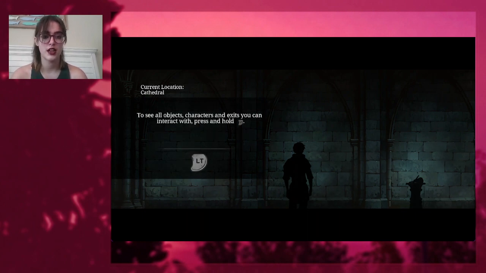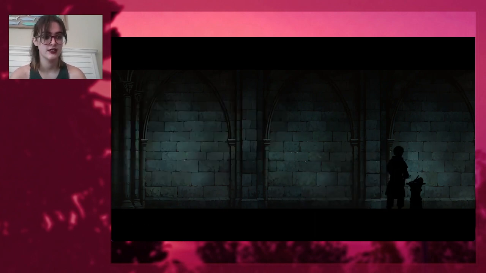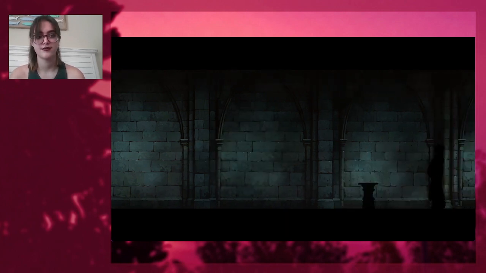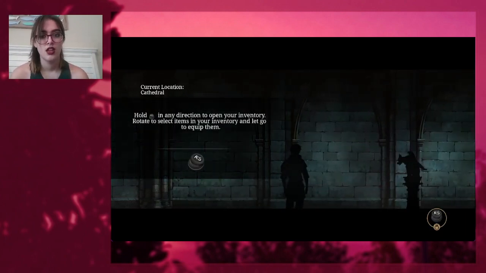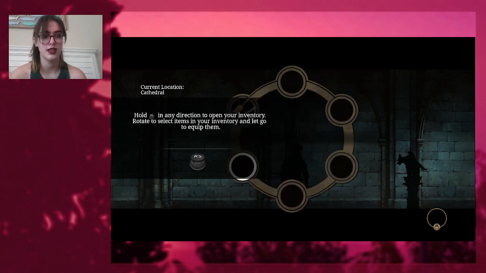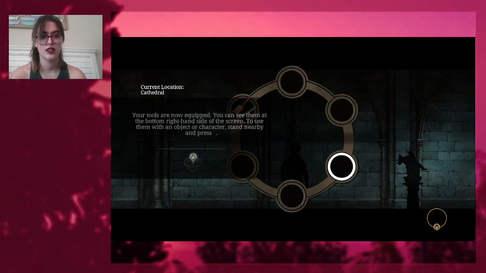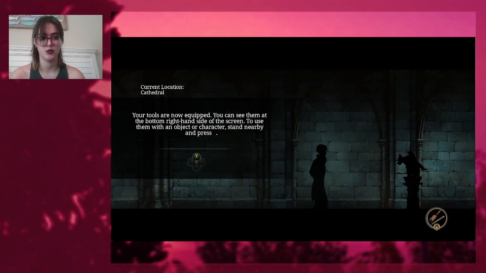To see all objects and characters and exits you can interact with, hold LT. Oh, okay, so it's giving us a little guide, which is nice. Press A to interact. Tools. Fantastic. Hold RS to open your inventory, rotate. Okay, so we have 6 slots in our inventory. Tools are now equipped. You can see them on the bottom right-hand side of the screen. To use them nearby, press Y. Okay.